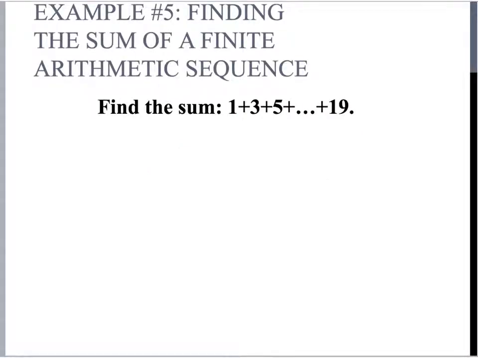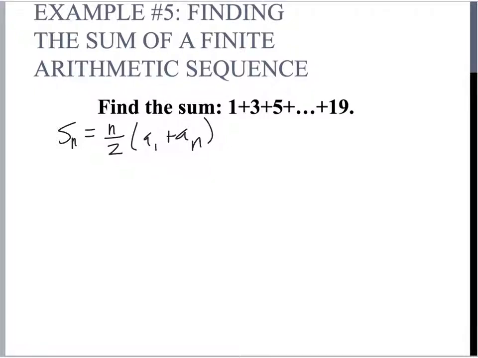Okay, so example 5, it says finding the sum of a finite arithmetic sequence. Find the sum of 1 plus 3 plus 5 all the way up to 19. Again, steer away from using simple addition like in a calculator. That's a skill that I know you have, just common sense, but your job is to apply the formulas that you know. So the formula that we would use is S sub n equals n over 2 times the sum of the first and the last number. There we go. That's what I'm trying to say.